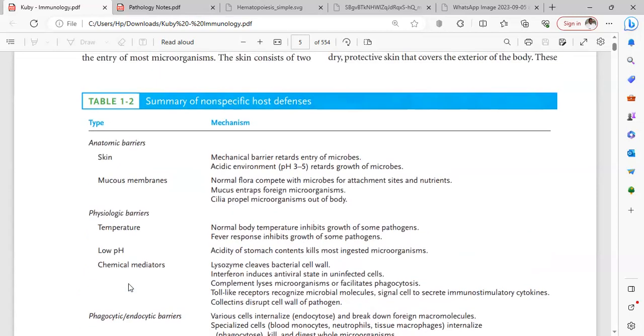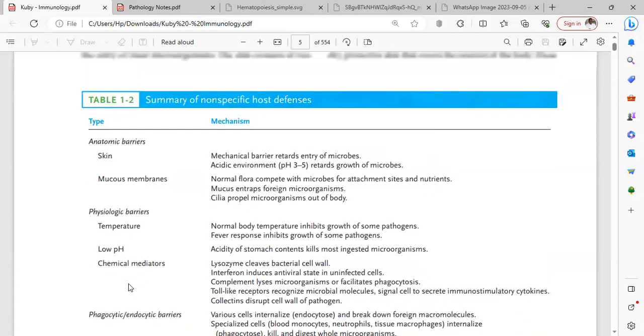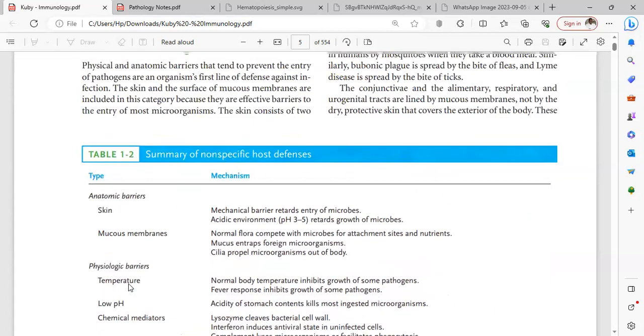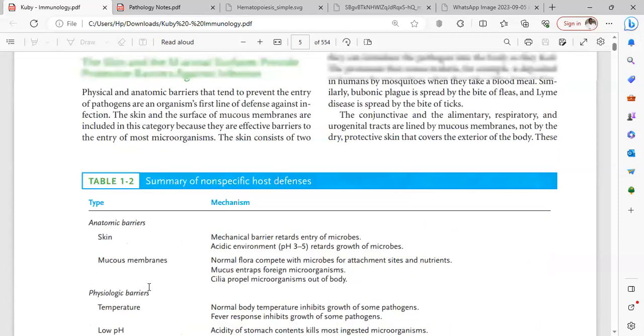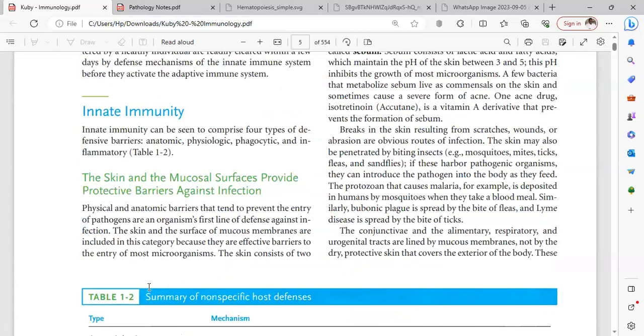And then the other defense mechanism associated with the innate is the inflammatory barriers. When there's tissue damage, it leads to an entry of bacteria, which will lead to infections. So we'll also see some aspects of inflammatory barriers. So we have said that innate immunity comprises 4 types of defense mechanism barriers, which are anatomic, physiologic, phagocytic, and inflammatory.